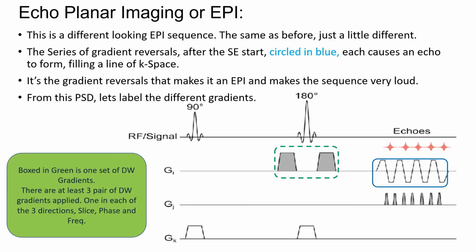And then at the end, where you see all those echoes, you'll notice that there's a bunch of gradient reversals. That's textbook what an EPI sequence looks like, echo planar imaging. So we're going to excite, we're going to phase encode, we're going to DWI it, and then we're going to turn on that frequency encoding gradient dozens and dozens of times very quickly and get echoes from each reversal. So that's a spin echo DWI. You see those extra gradients that I've got circled in green.